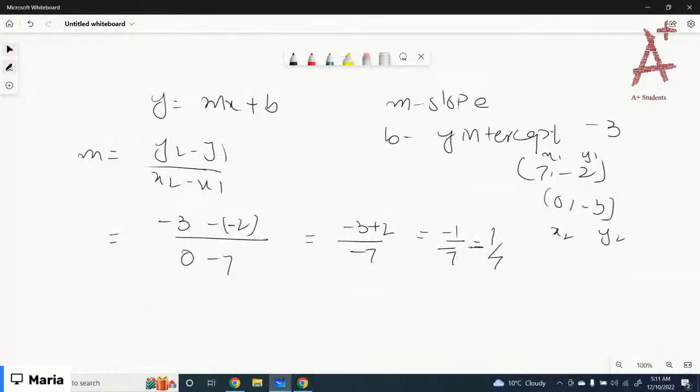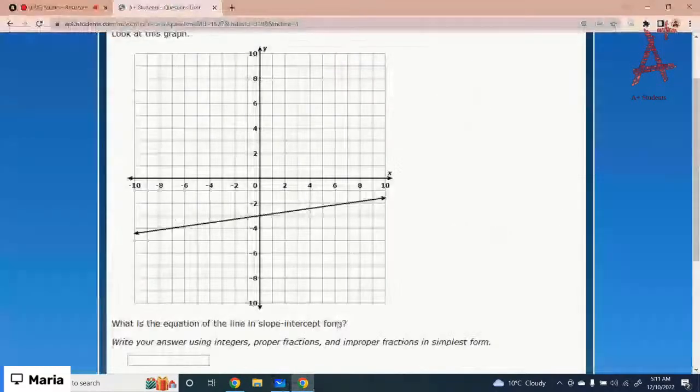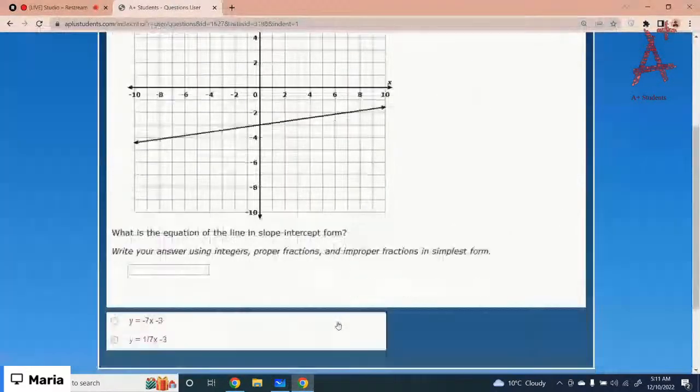Got it? Then you already have the slope, so the equation is y equals, m is 1 over 7, x, and b is negative 3, so it would be y equals 1 by 7x minus 3. Got it? And yes, that is 1 over 7x minus 3. So just select the correct option, then click on the OK button. Got it? You can complete the test by yourself later today.